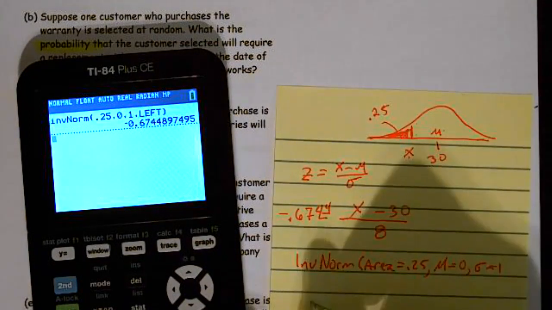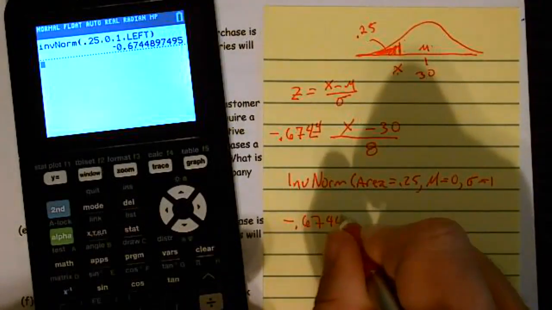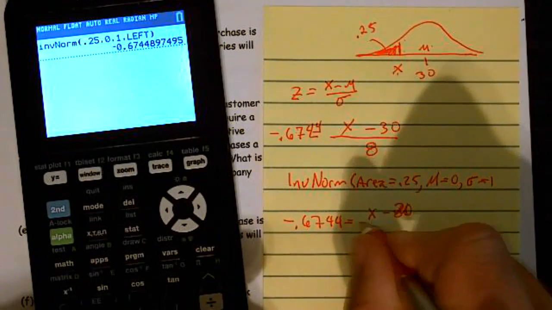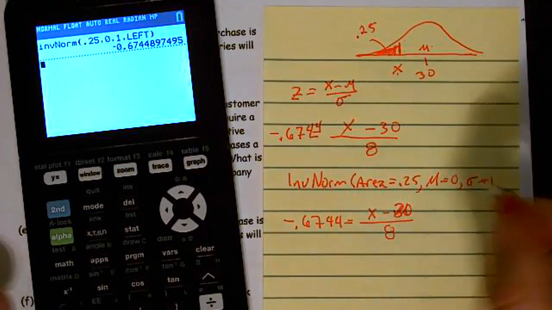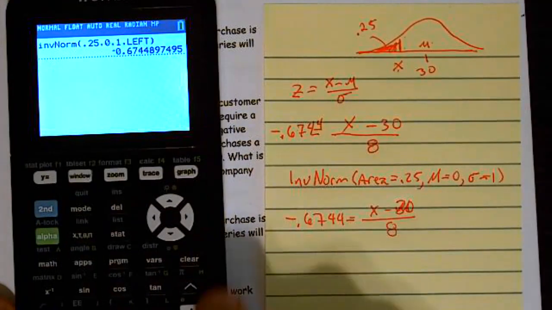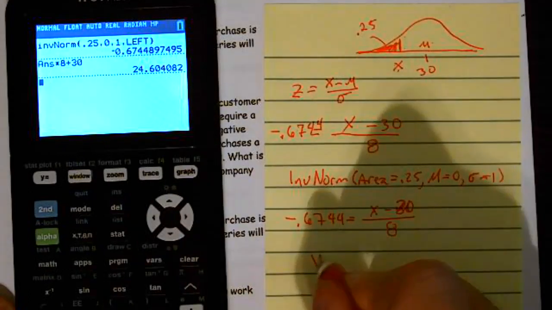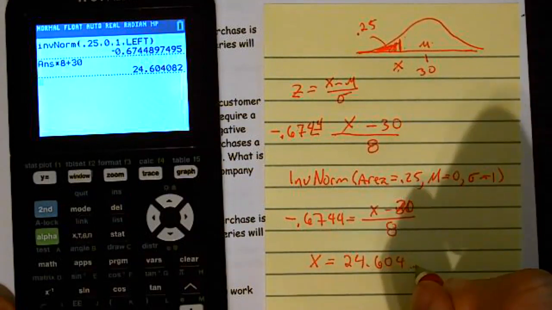All right, so negative 0.6744 equals x minus 30 over 8. I probably should rewrite that, so I'm going to just go ahead and rewrite it down here so it's a little bit neater for you. Negative 0.6744 equals x minus mu, x minus 30 over 8. Now, at this point, I could solve by algebra, or I can plug back in and do a second inverse norm. All right, so I'm going to go ahead and solve by algebra. So times 8 plus the 30, and I end up getting x equals 24.604 months.